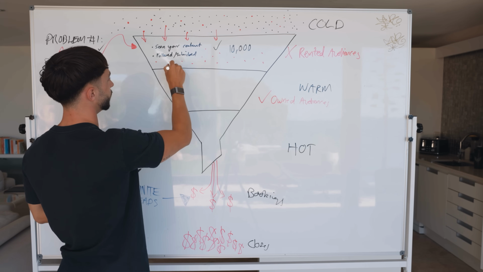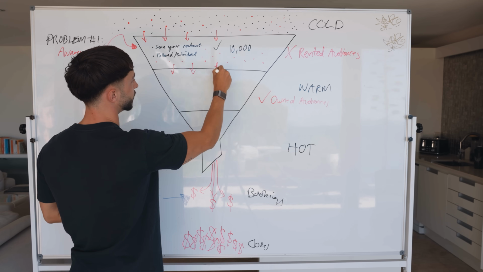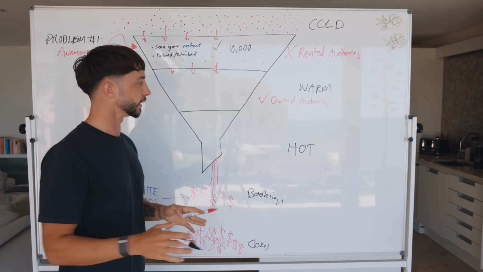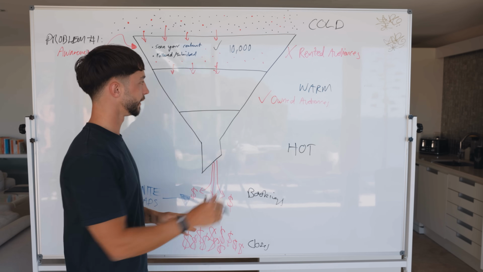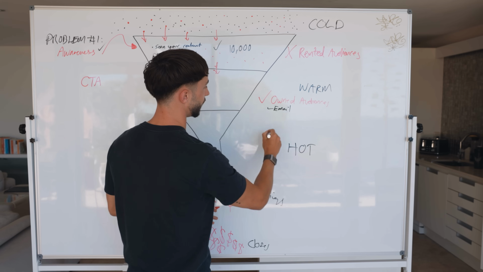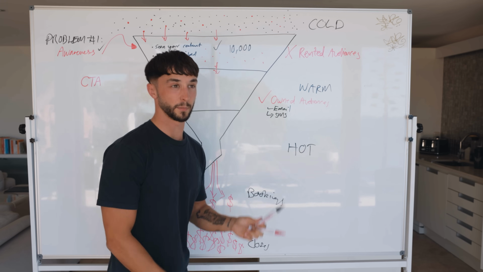We now need to try to move some of them across this and into our rented audience. Now, what is a rented audience? Typically, general marketing is just the email. Can you get their email? So there's email, and then there's SMS. And then obviously there's like WhatsApp and any other things.